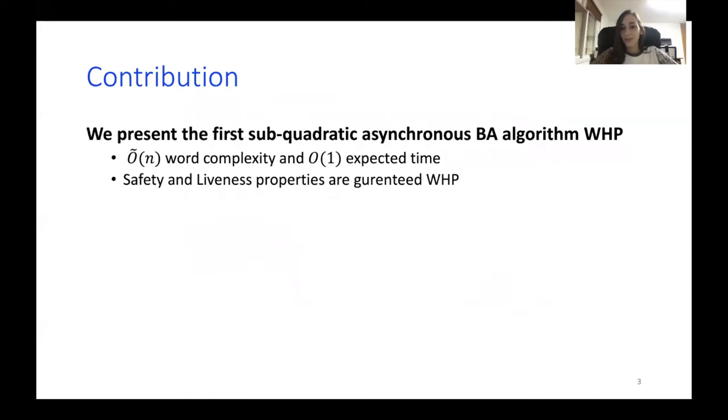As a contribution, we present the first sub-quadratic asynchronous Byzantine agreement algorithm with high probability. It achieves Õ(n) word complexity and a constant expected time. And we guarantee safety and liveness with high probability.